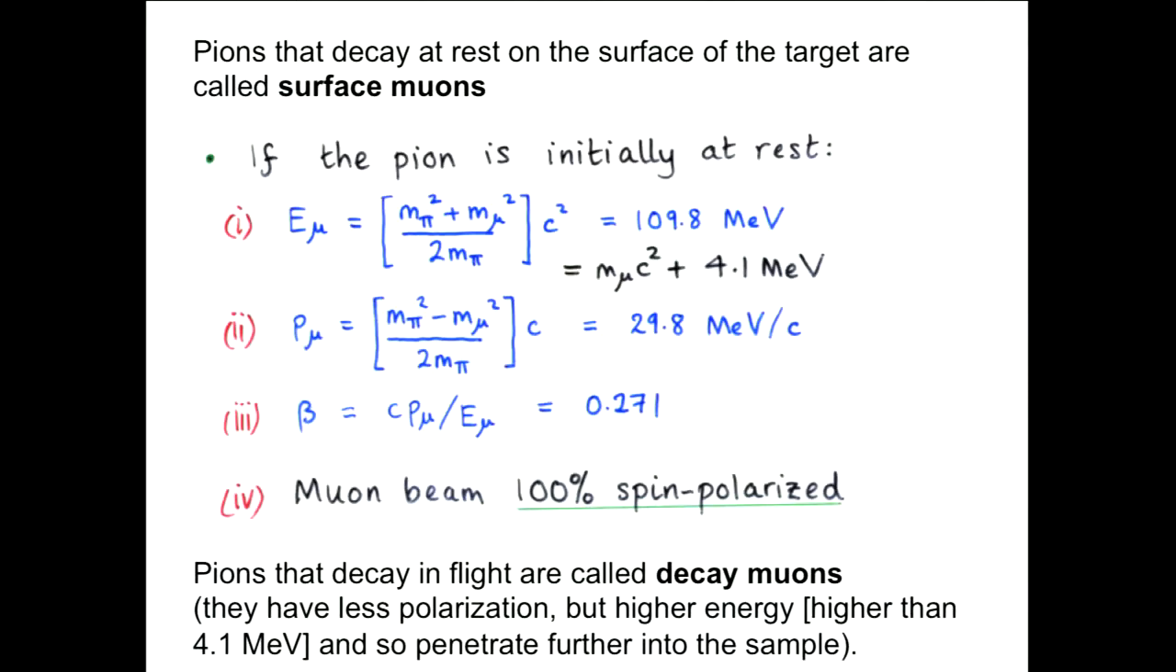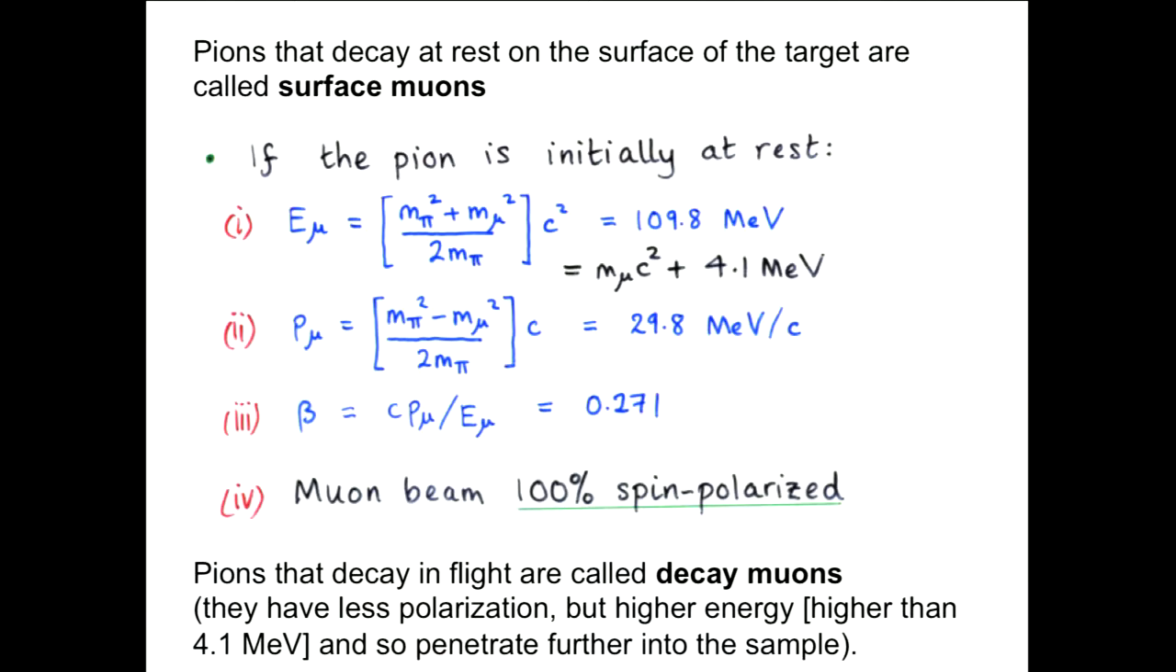So they are really zipping along at great speed. And also we see that the muon beam is 100% spin polarized. Now, it's also possible to look at the muons that come from the pions that decay in flight. They have a bit more forward momentum. What you basically find is that they have less polarization, but of course higher energy, higher than the 4 million electron volts. So they will penetrate into your sample further.